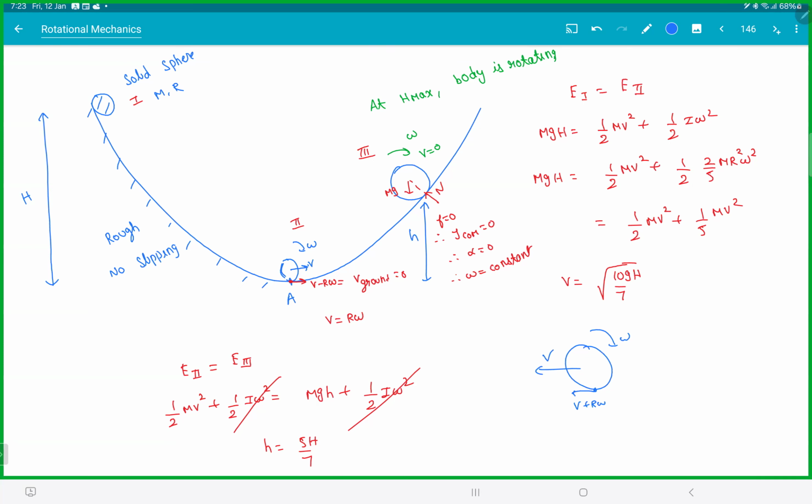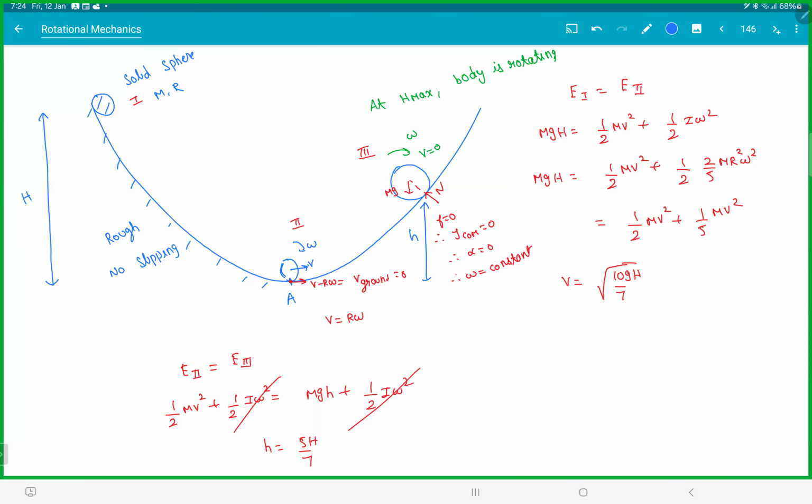And friction becomes kinetic. And if it's a kinetic friction, you will lose energy. You won't go to the same height. Are you getting the catch? The direction of omega will still remain the same, but the direction of V will change. That is the difference there.